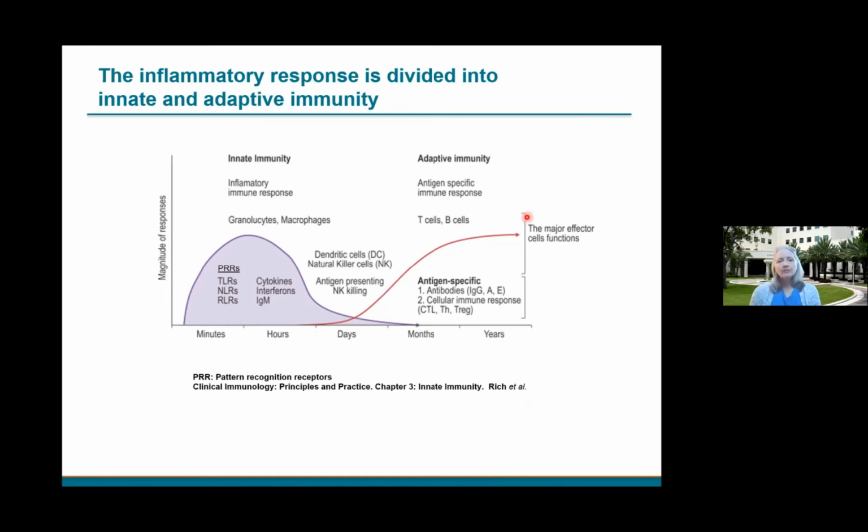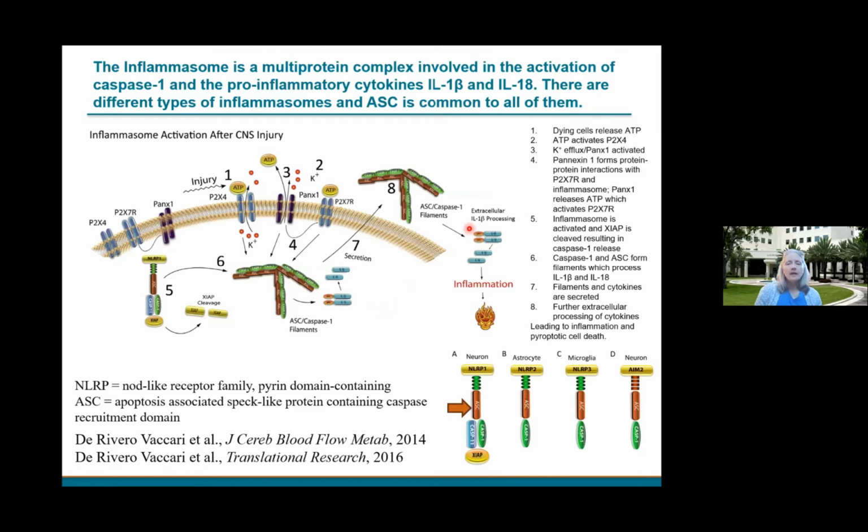Okay, so when you look at the inflammatory response, you can divide it into the innate immune response as well as adaptive immunity. Innate immunity early on involves a lot of the different pattern recognition receptors, and adaptive immunity is more a response of our T and B cells to some type of injury or disease. But what we've been looking at in the laboratory is the inflammasome. It's a multi-protein complex involved in the activation of caspase-1 and several pro-inflammatory cytokines. There are different types of inflammasomes, and you can see some of them down here: NLRP1, 2, 3, and AIM2.